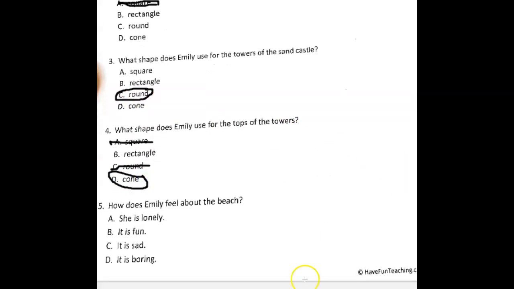And number 5, how does Emily feel about the beach? Is A, she's lonely, B, it is fun, C, it is sad, or D, it is boring? How does Emily feel about the beach? She thinks B, it is fun. She had so much fun building sandcastles. So now I have a quick video showing some sandcastles that have been made. They're really cool to look at.